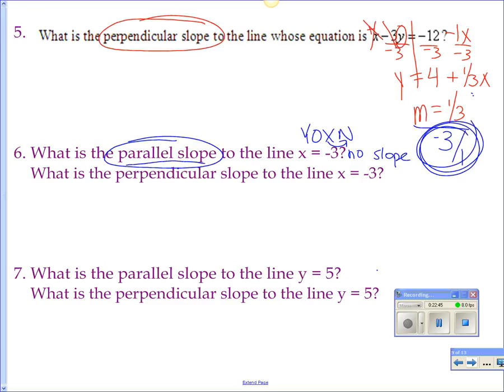Okay. What about perpendicular with no slope? I have to change it. 0. Very good. Gives me 0. Okay. All right. Number 7.